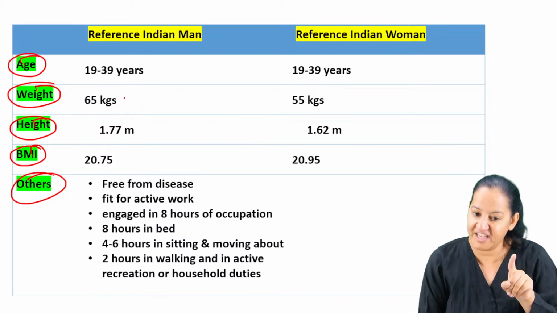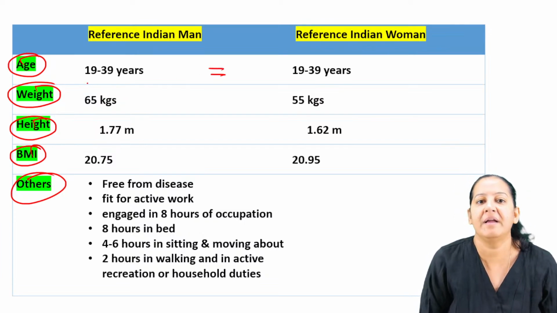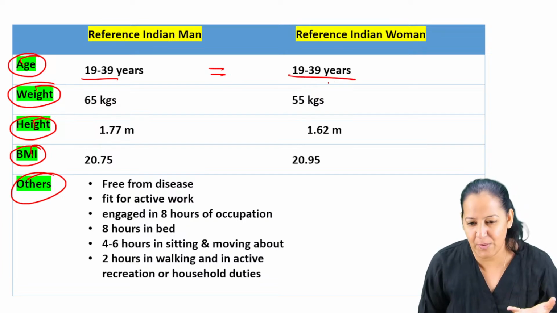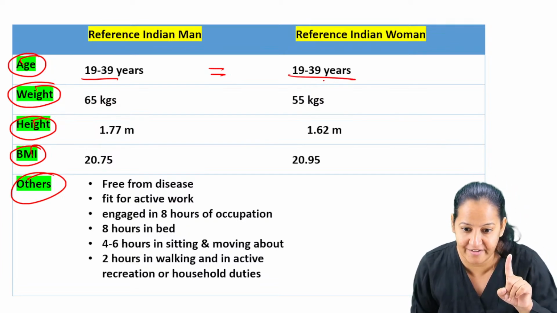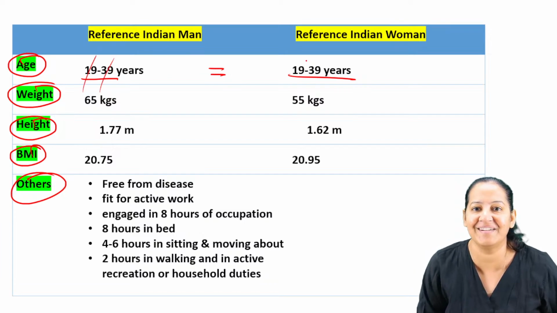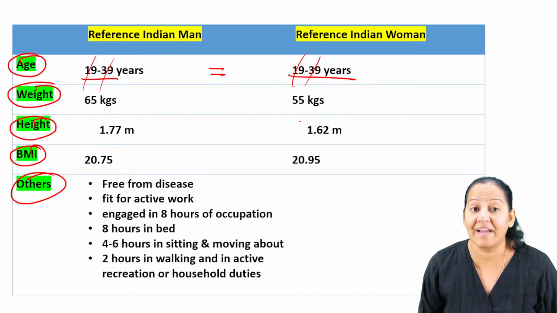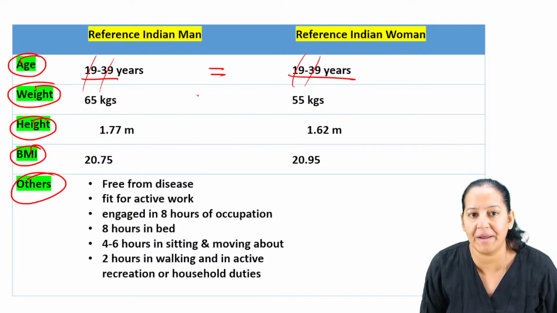Learn them. Age is the same in both of them. It's 20 to 40 years. Rather than 20 to 40, reduce one year: 20 minus 1, 40 minus 1. Say 19 to 39 years and 19 to 39 years. So age is the same in both of them, 19 to 39 years.